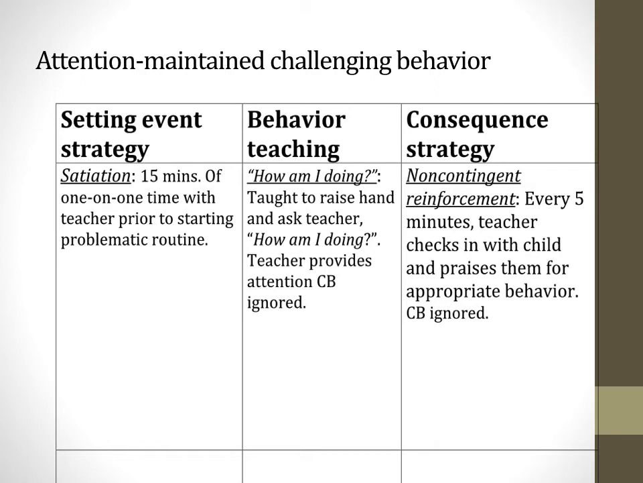So this is the second example. If the problem behavior is maintained to gain someone's attention, the setting events strategy or antecedent strategy can be satiation. So you provide enough attention before the problematic routine starts. Or you can directly teach the alternate or desired behavior while problem behavior is ignored. And for the consequence strategy, maybe you can use a systematic reinforcement schedule. We'll talk about this schedule later. So that can be a consequence.